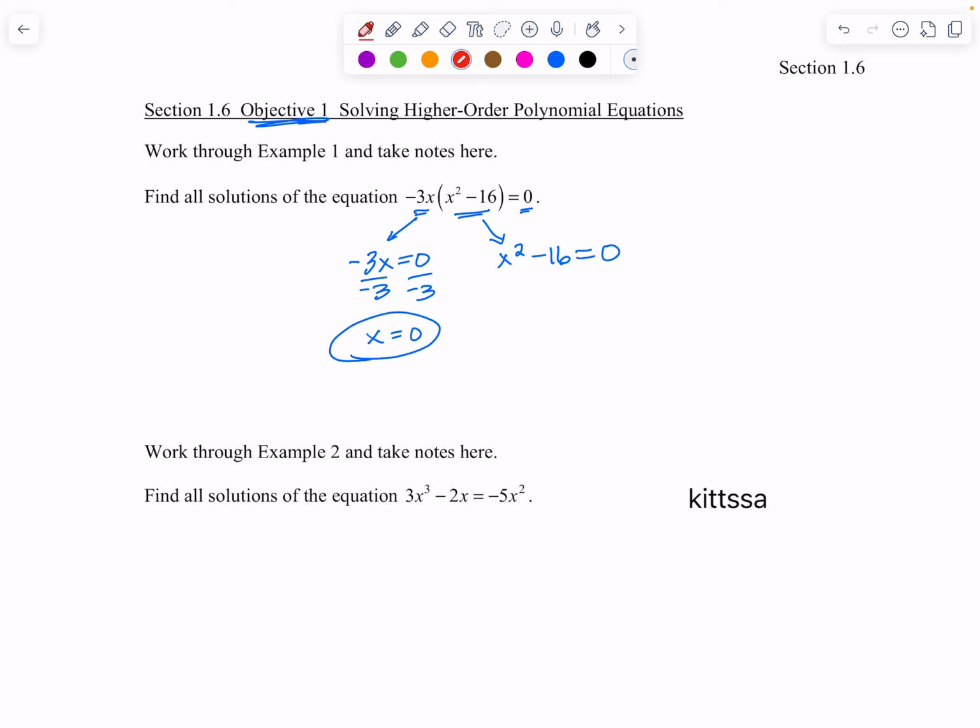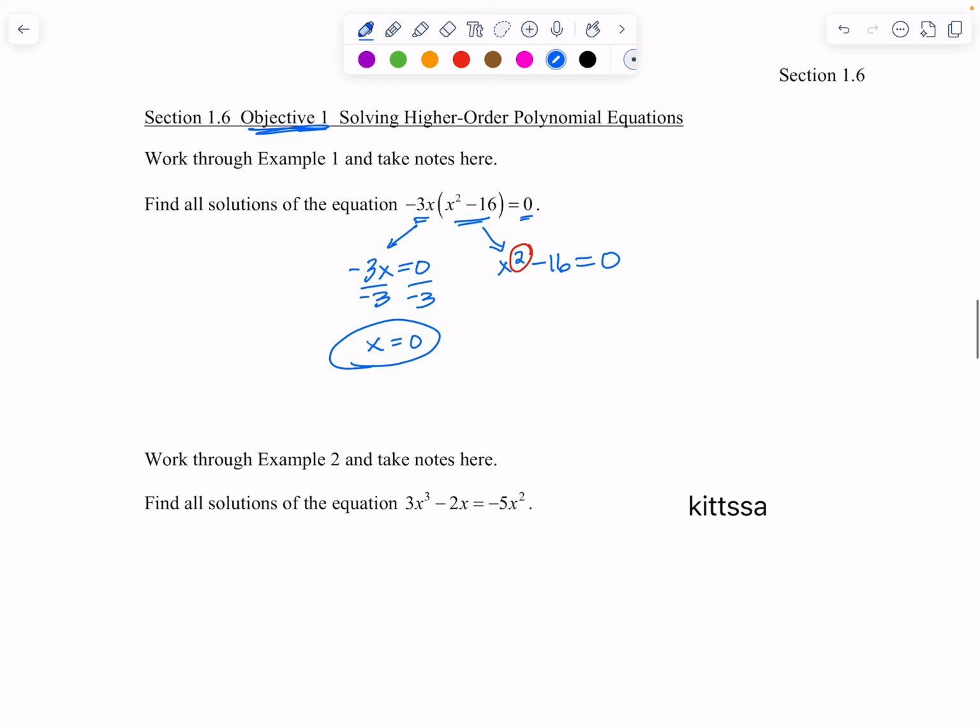Notice this has an x squared, so I'm going to get 2 of these guys, and there's different ways you can do it. You could factor this into difference of squares. I tend to do that a lot, but I taught you solving it by square root property. So you could just add 16 to both sides and take the square root of both sides, and you'll get x equals a positive or a negative 4. So we actually have 3 answers because we had 2 x's here and another one there, so that was an x to the third.